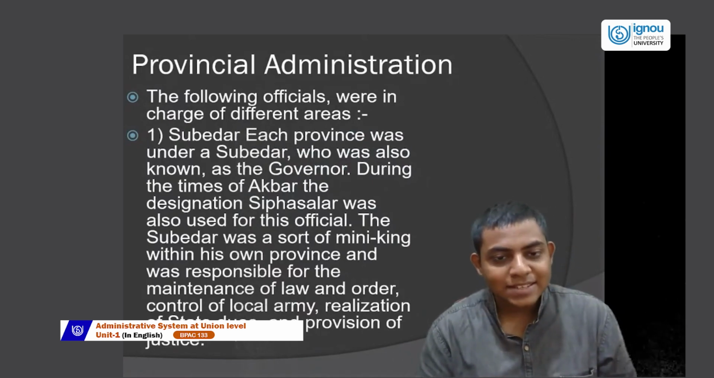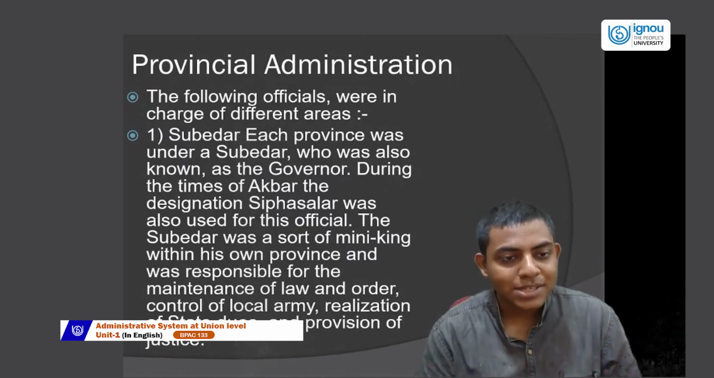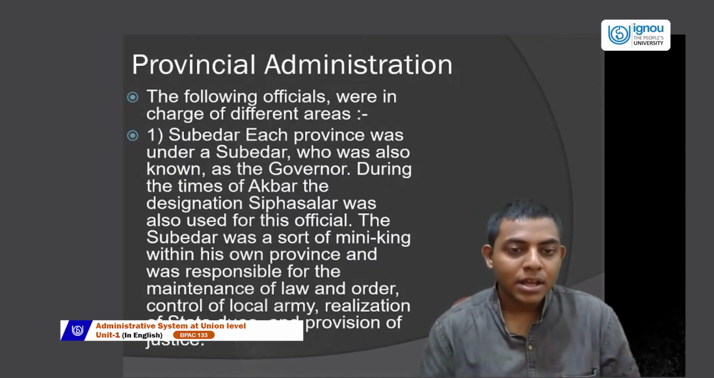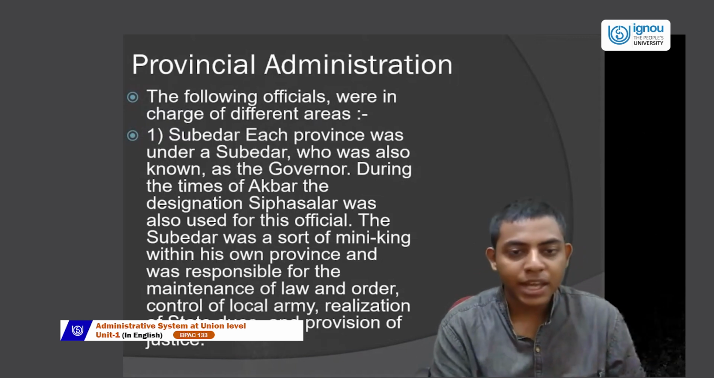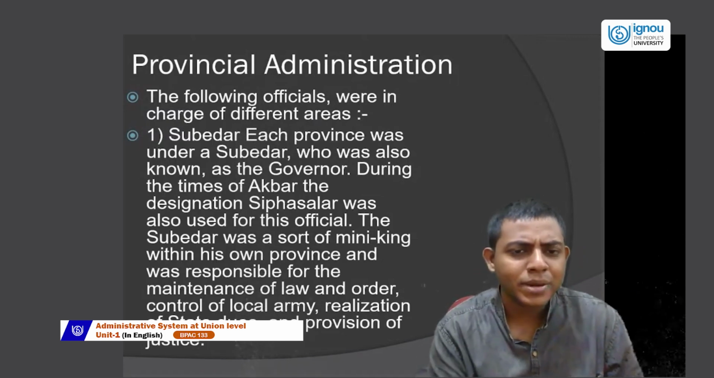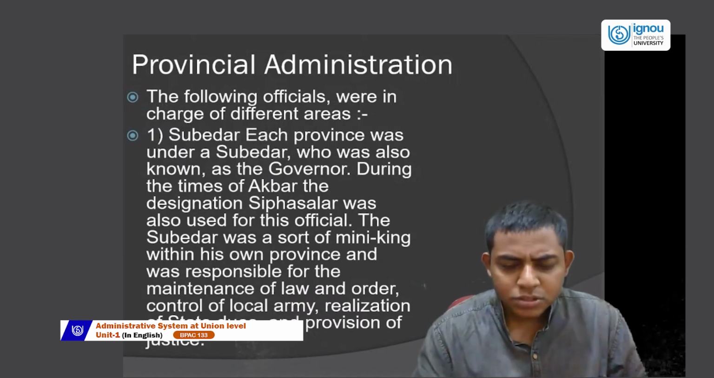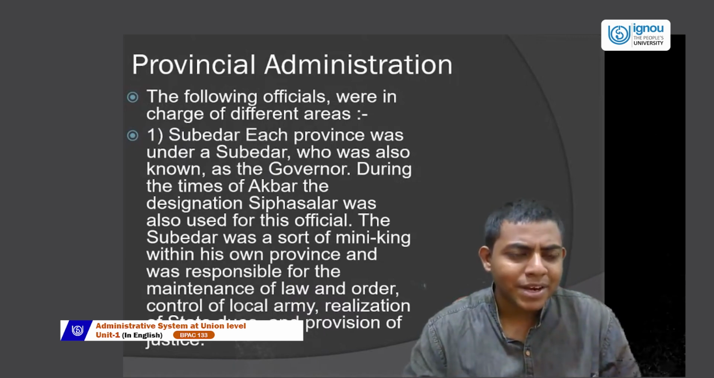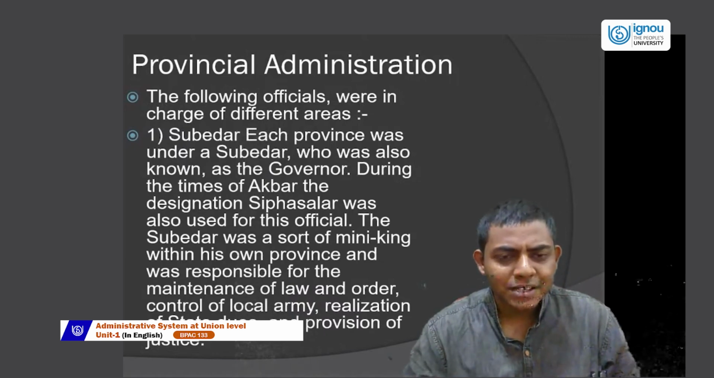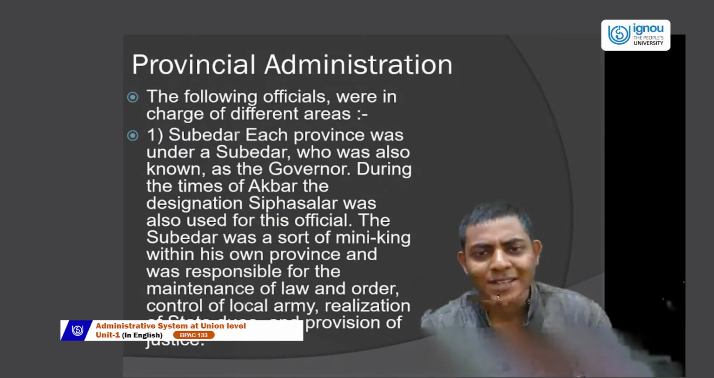So the king was at the central level during the Mughal period, and the Subedar performed those same functions at the state level. However, the Subedar had to report to the king, and the king could change the Subedar whenever he wanted. So that is why the Subedar was very important for provincial administration and was also referred to as the mini king.